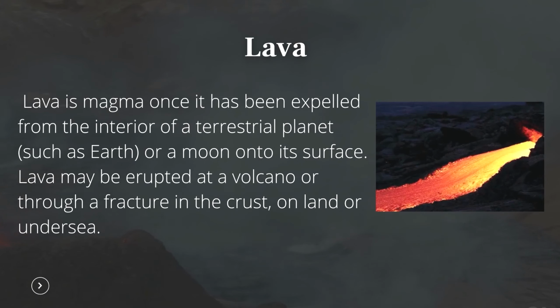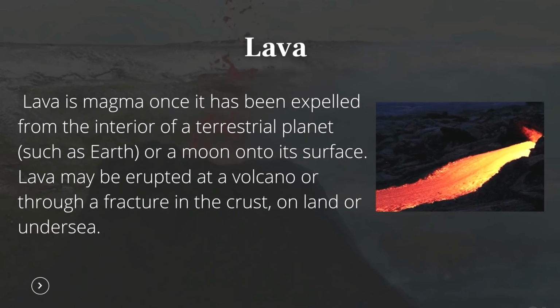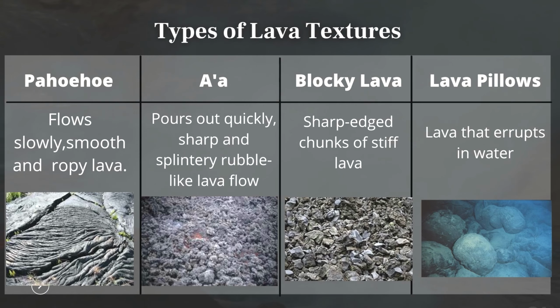The second material produced by volcanic eruption is the lava. Lava is magma that has been expelled from the interior of a terrestrial planet or a moon onto its surface. Lava may be erupted at a volcano or through a fracture in the crust, on land or under water. There are four types of lava: pahoehoe, aa, blocky lava, and lava pillows. Pahoehoe can be smooth and billowy. It can also develop a wrinkled texture called ropy lava. Aa is a sharp and splintery, rubble-like lava flow. Blocky lava are sharp-edged chunks of stiff lava, and lava pillows are lava that erupts in water.